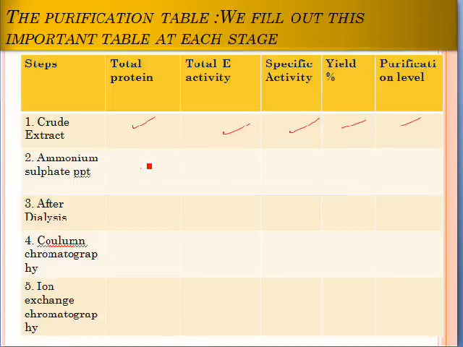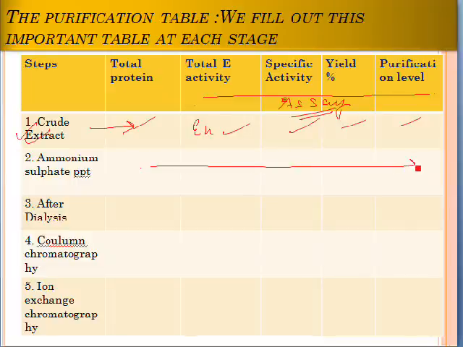For example, activity, you have to conduct an enzyme assay. For specific activity and yield percentage, which I discussed in the previous slide, till now we have done all this for our crude extract, that is, after the homogenization. In this table, at every step of purification we will observe specific activity, total activity, yield percentage, fold purification, etc.